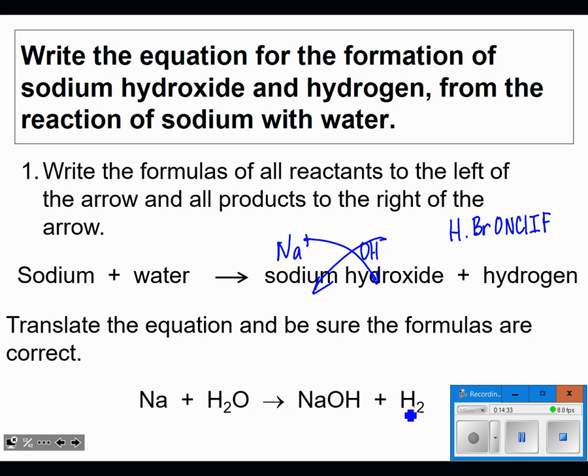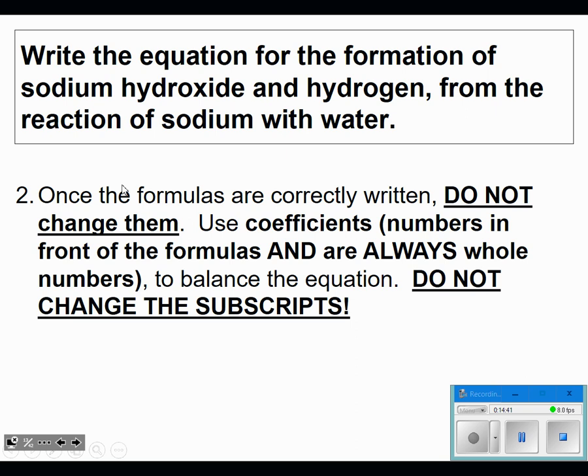Once we make sure that all our subscripts are right, then we have to do something else. Once we have the formulas correctly written, we are not going to change the formulas at all. We won't ever change those subscripts. Notice it says it in all caps, it's bolded, and it's underlined: do not change the subscripts. Remember, the subscripts are the little numbers on the bottom in a formula, and they typically come from the charges or the prefixes.